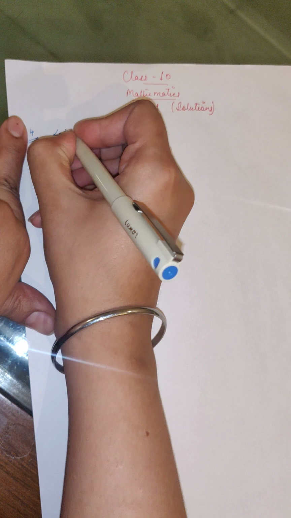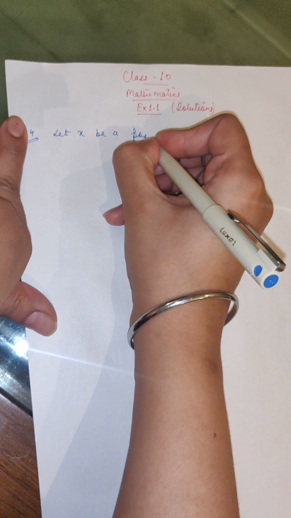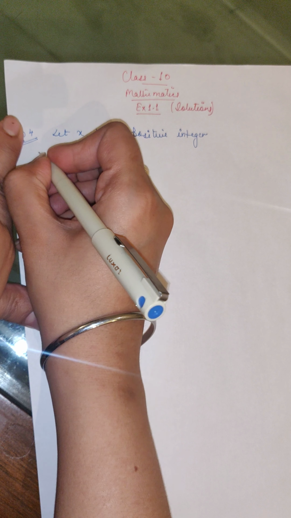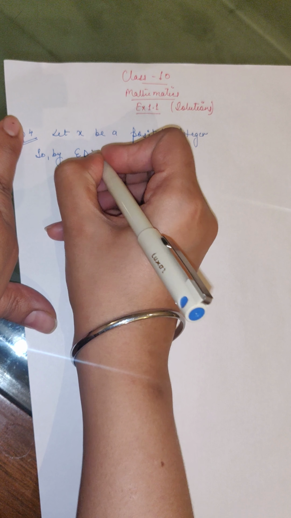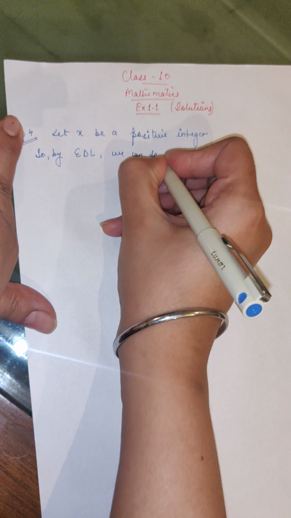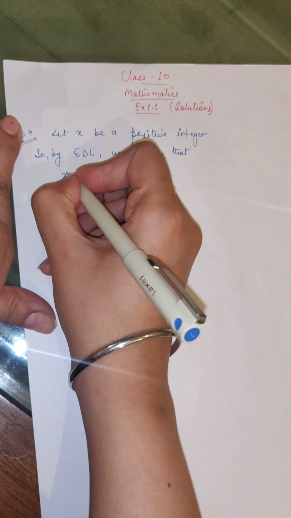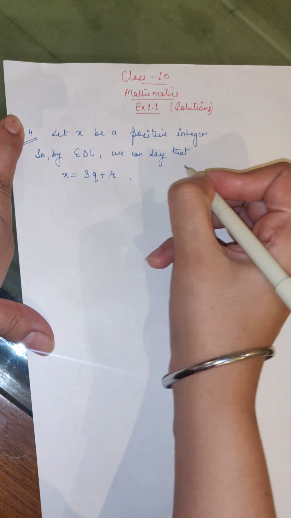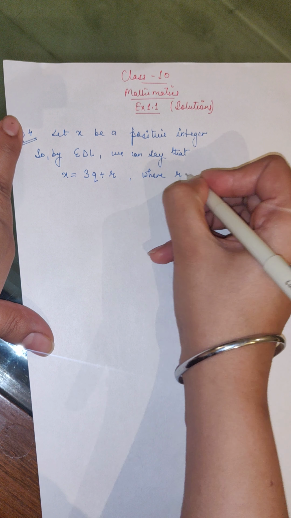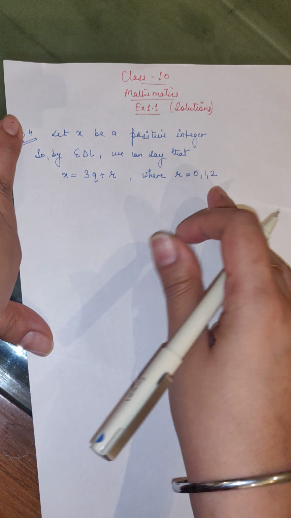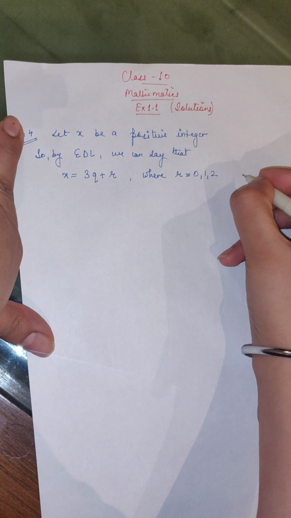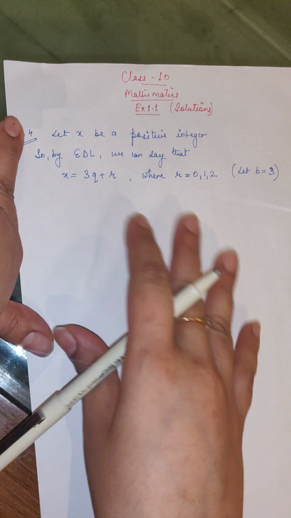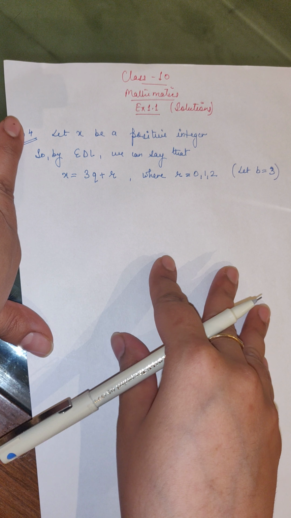So let's see, let x be a positive integer. So by Euclid's division lemma, we can say that x is equal to 3q plus r, where r is either 0, 1 or 2, that is, it lies between 0 and is strictly less than 3. And here we have taken your b to be 3. As per the question, whatever value of b is asked in the question, you take that value of b, right?